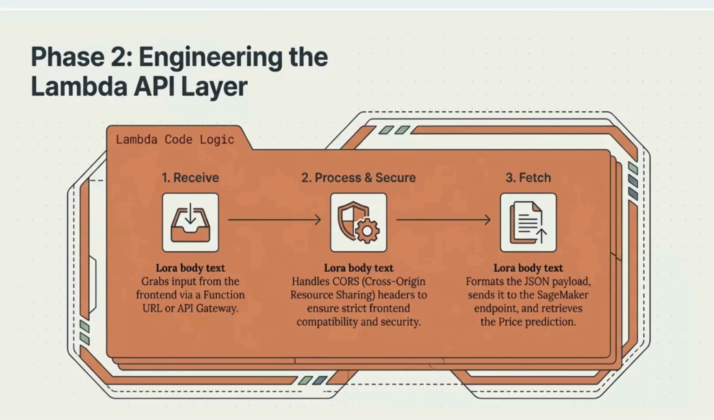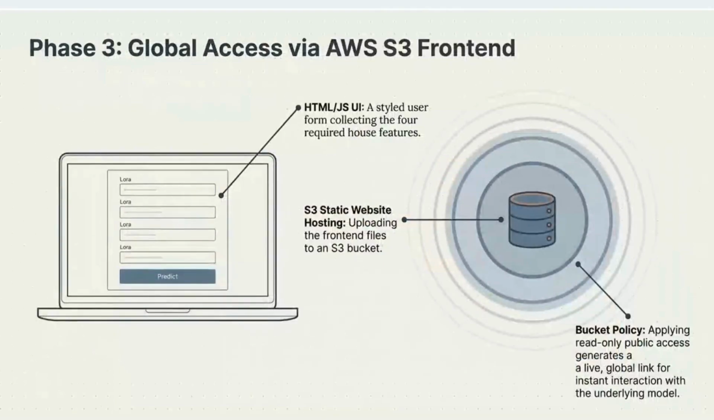Then it formats the JSON payload, sends it to the SageMaker endpoint, and retrieves the price prediction. That request will go to SageMaker, and it will extract the target variable from whatever inputs we are getting from the user. So this is the UI part, the front end. The front end can be in any language: HTML, CSS, JavaScript, or any other language or Streamlit, whatever we are using.